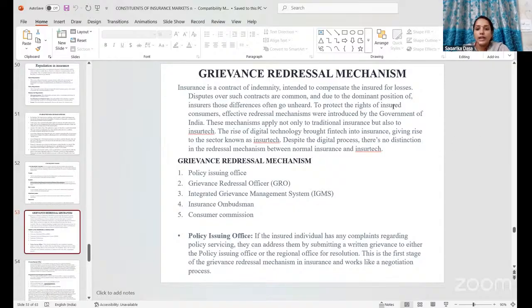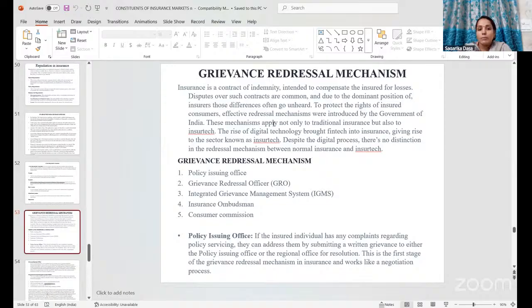To protect the rights of the insured consumers, that is insurance policyholders, effective redressal mechanisms were introduced by the government of India. Basically, grievance redressal means complaints and problems will be addressed through a mechanism. Any complaint or problem raised by the policyholder will be solved and given answers through this mechanism. This mechanism we call the grievance redressal mechanism, which is introduced by the government of India.